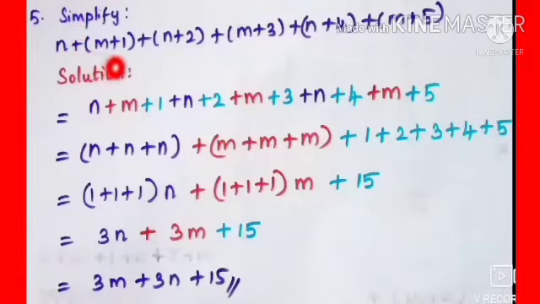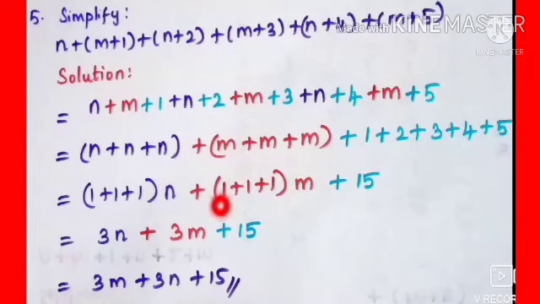Simplify. n plus m plus 1 plus n plus 2 plus m plus 3 plus n plus 4 plus m plus 5. Solution. So, in the given algebraic expression, n and m are the variables and 1, 2, 3, 4 and 5 are the constant values. Now, let us group the like terms separately in an algebraic expression. So, n plus n plus n are the like terms in n. m plus m plus m are the like terms in m, and the remaining are constant values 1 plus 2 plus 3 plus 4 plus 5.